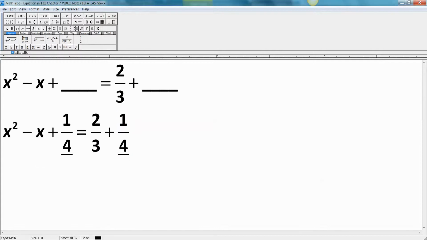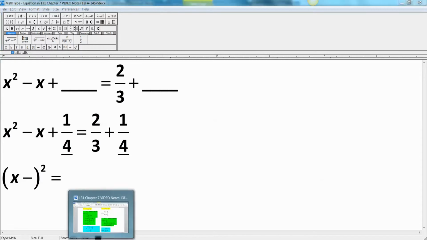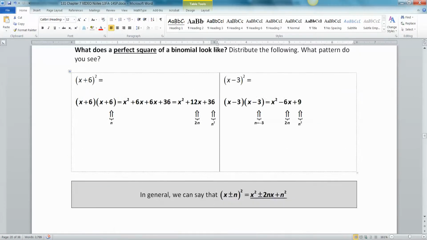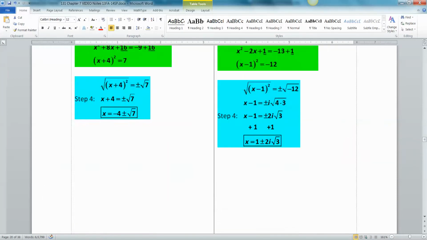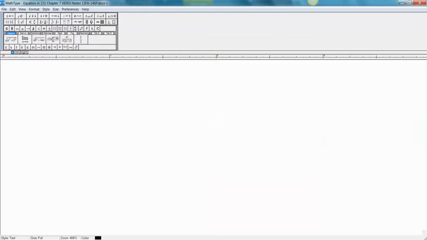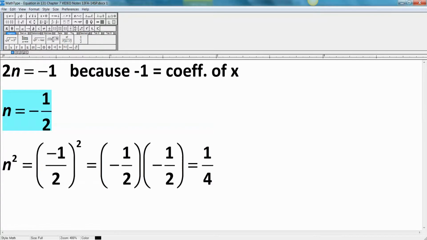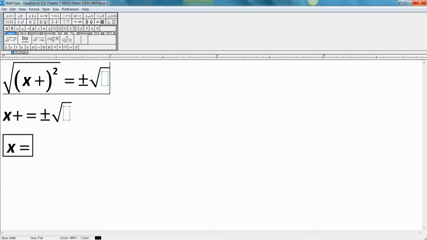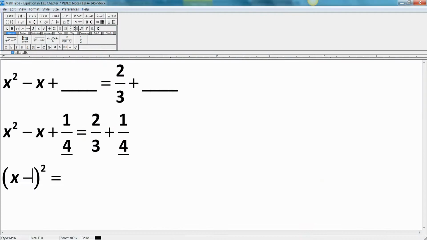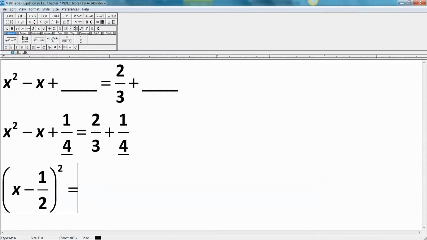There we go. Now, by definition, when you do that, what you're doing is setting up a perfect square. So it's x minus something squared. You can tell it's minus because there's a minus right over here. Right? X minus something squared equals whatever this number is. Okay, x minus what, though? Well, it's always n. That is the definition in this little box right here. It's always n, always. And we figured out already that n was negative 1/2. So it's x minus 1/2 squared equals whatever this is.